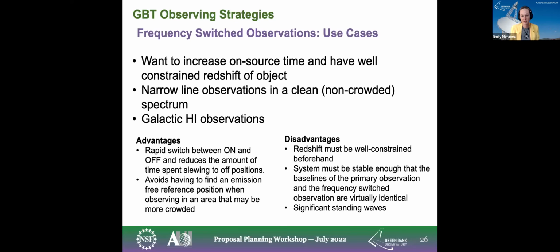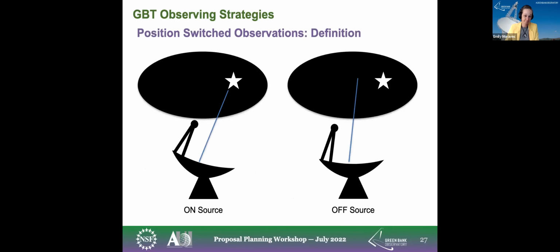Your advantages, as I said, you don't have to spend time slewing the telescope and you don't have to find an area free of emission. The disadvantage is you have to have a good constraint on the redshift, and the system must be stable, and it can produce significant standing waves in your data. So this is frequency switching.